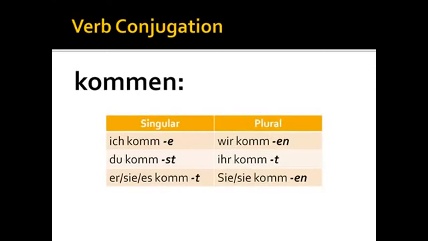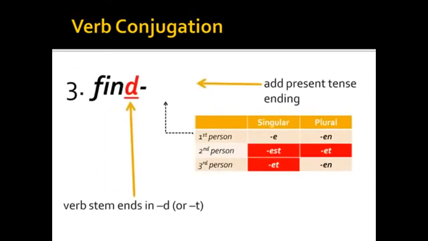That is sort of the standard way of conjugating the present tense verb. Now, of course, in German there are always exceptions, as in any language. Let's take a look at two of those at the present moment. Now, I have the verb stem find here. The infinitive form is finden, which means to find.